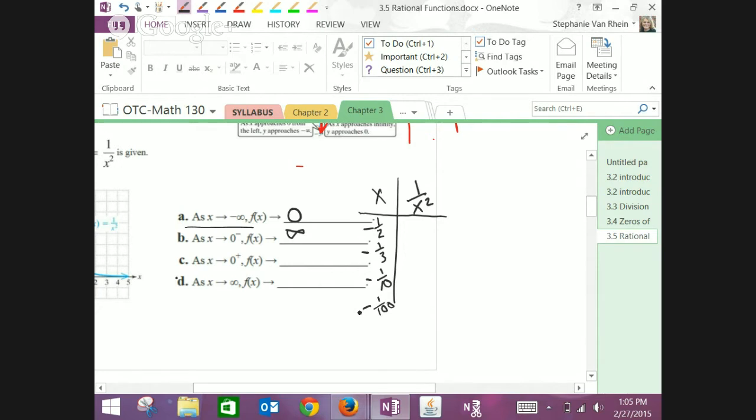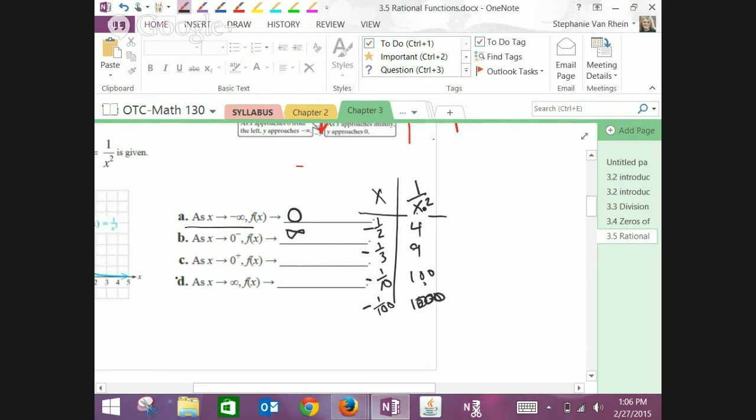I'm approaching 0, but I'm approaching it from the left. So I'm half, a third, a fifth, a 100th, 1,000th. It's getting closer and closer to 0, but I never hit 0. This would be 1 over a fourth, 1 over a ninth, 1 over 100, and so forth. These numbers, not 1, sorry. This would be 4, 9, 100, 1,000, because the negative is squared.